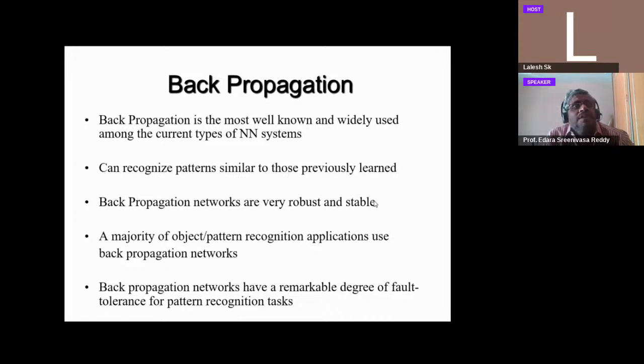Backpropagation is the most well-known and widely used among the current types of neural network systems. It can recognize patterns similar to those previously learned. So already we have given some training. If you give some training, and the network is able to learn some patterns, then definitely it will identify similar patterns, similar objects. So they are very robust and stable. A majority of object pattern recognition applications use backpropagation networks. Backpropagation networks have a remarkable degree of fault tolerance for recognition tasks. So that's why backpropagation is most popularly used.